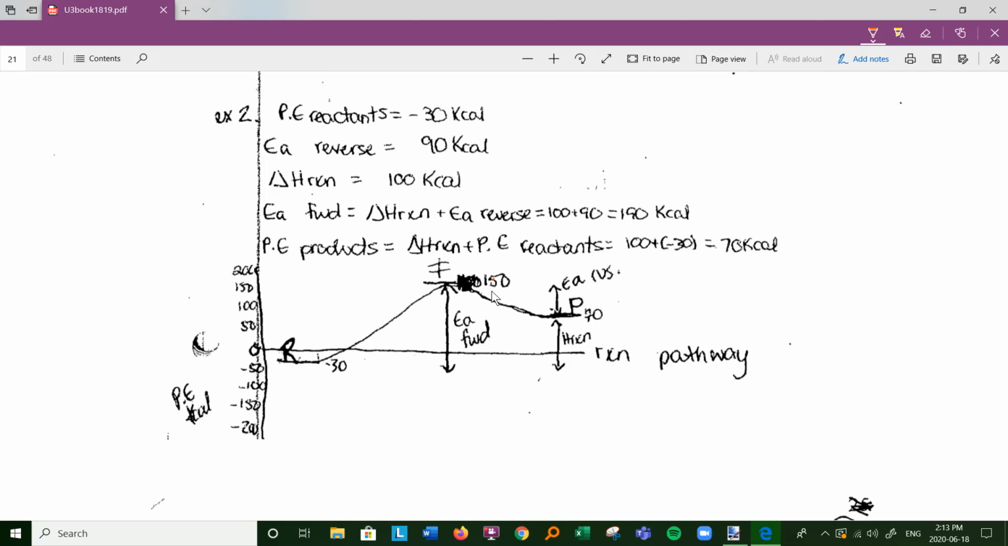That's not right, is it? I should be going to 160 because EA forward is 190. So if I start at 30, going to 150 is just 180. So that can't be 150. That has to be 160. Okay, glad we saw that. Go across there, 160. And that makes sense. And the products are 70, add 90 to that, up to the point 160 corresponds to reverse activation energy. So always double check.